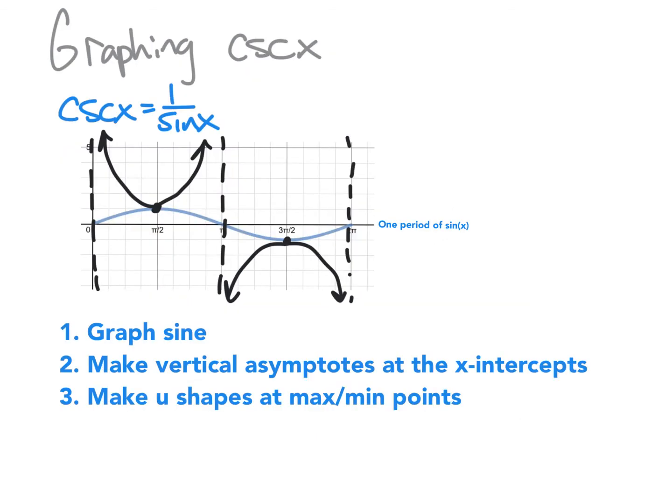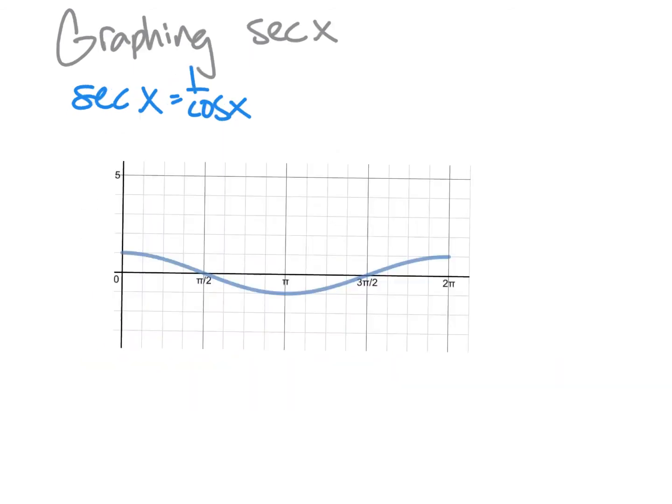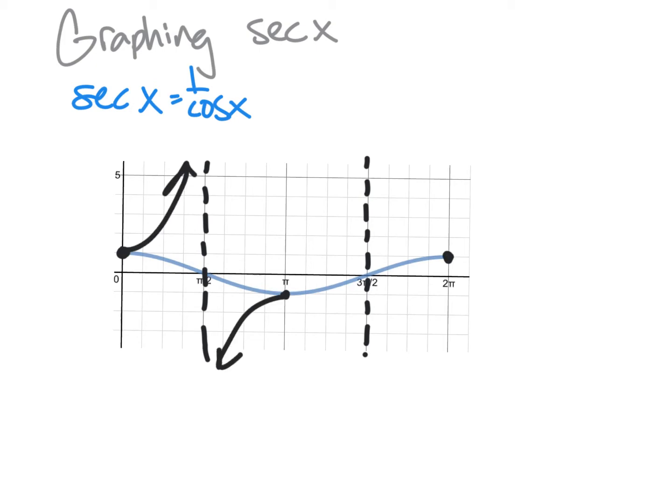So if we were to list out a series of steps, it would be to graph the sine, make vertical asymptotes at the x-intercepts, and then make u-shapes at the max and min points. And we can graph one period of the secant function, which is just the reciprocal of cosine, in the exact same way. At the x-intercepts, I draw vertical asymptotes. I mark the max and min points. And these are going to be the minimums and the maximums of secant.